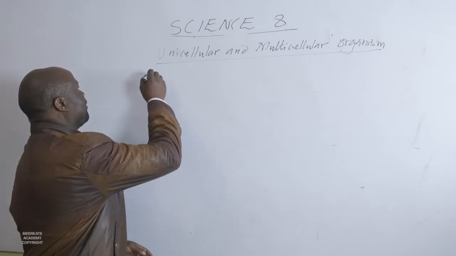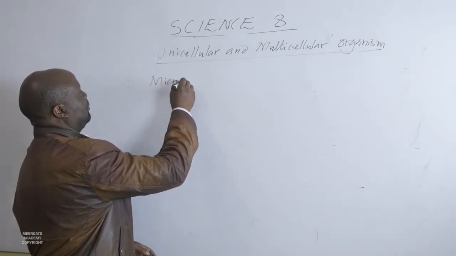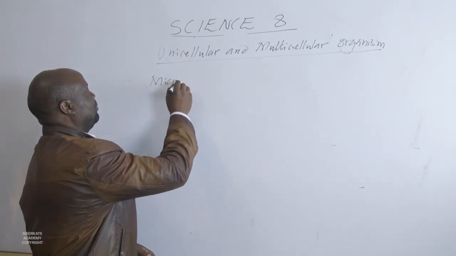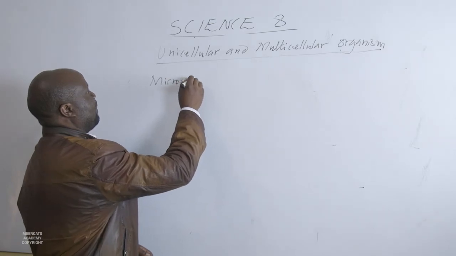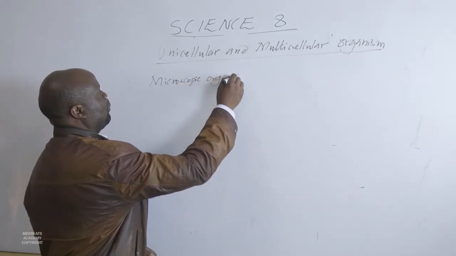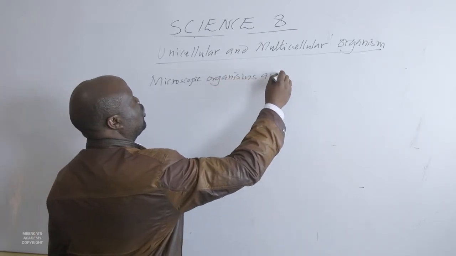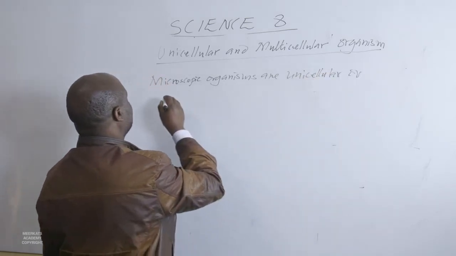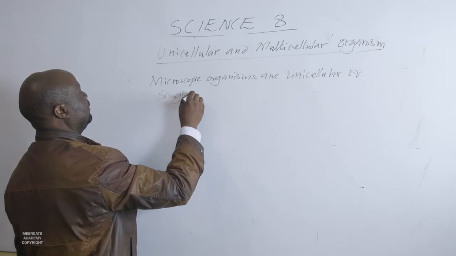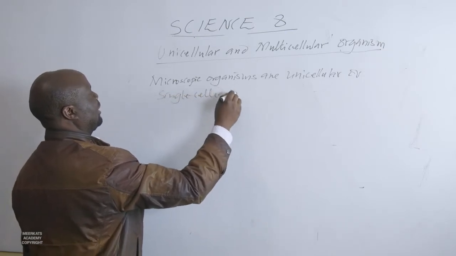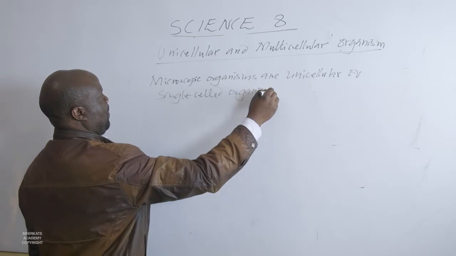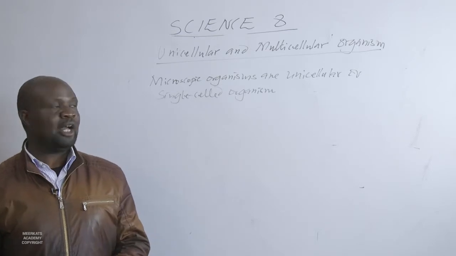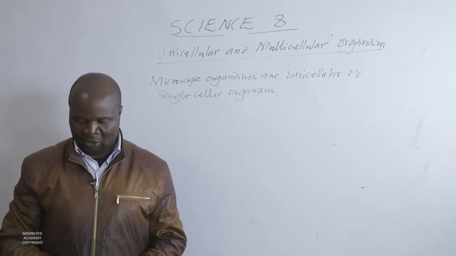We have said many microscopic organisms are unicellular or single-celled organisms. So the many organisms we observe under the microscope are unicellular, or single-celled organisms.